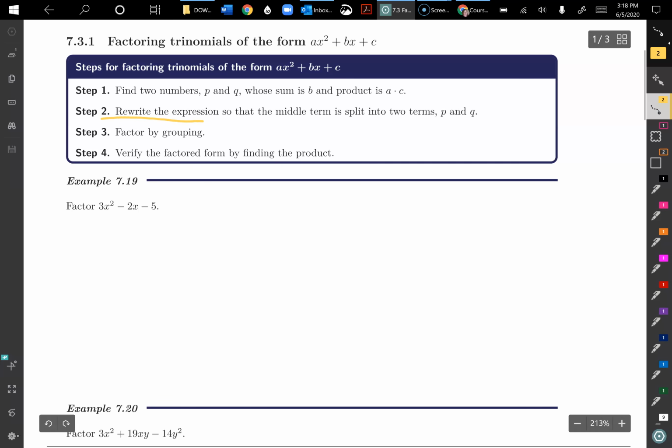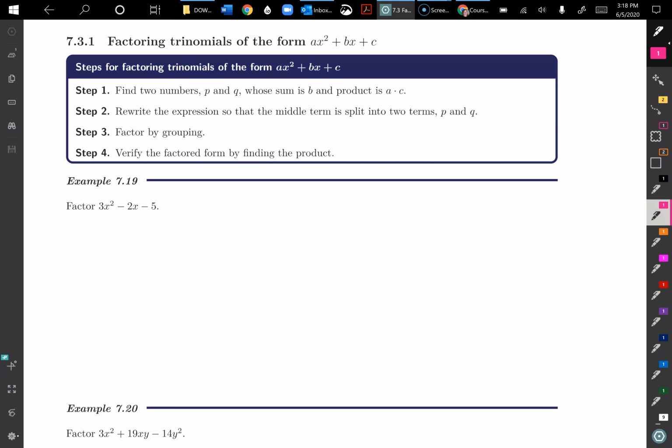Step 2, rewrite the expression so that the middle term is split into two terms, p and q, and then do factor by grouping or in the box. And then step 4 is verify by finding the product. So let's take a look here. We are going to look at example 7.19, factor 3x squared plus 2x minus 5.